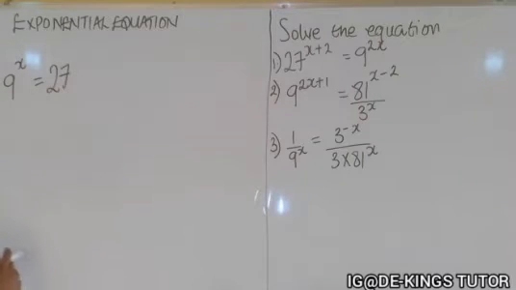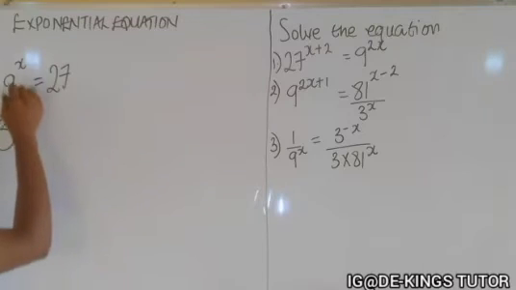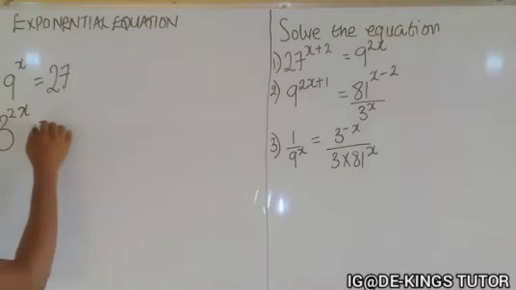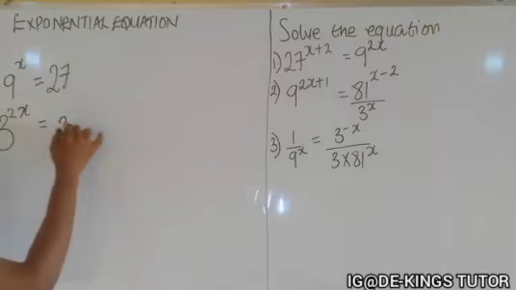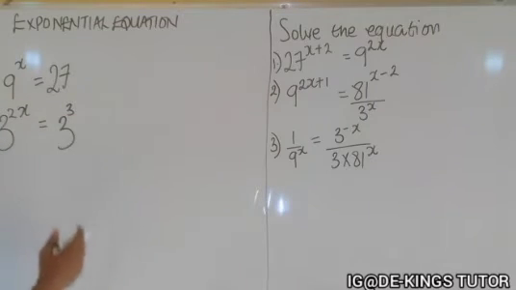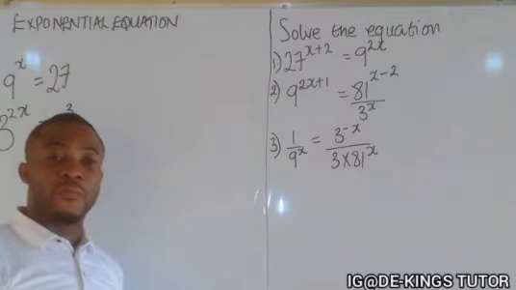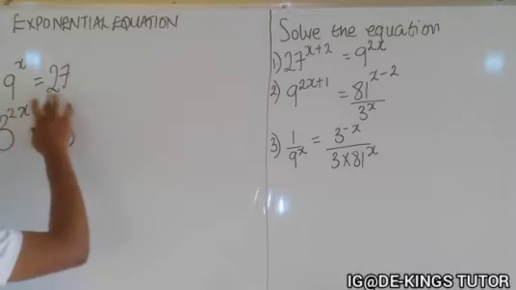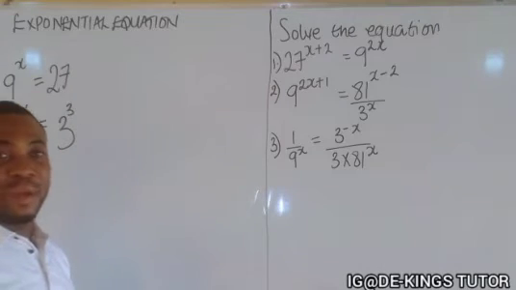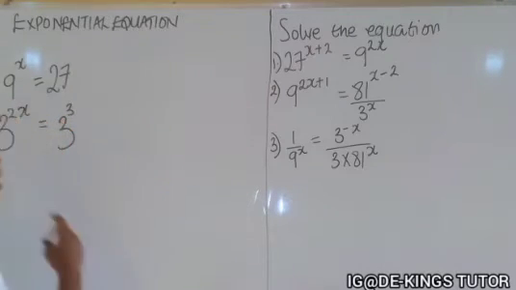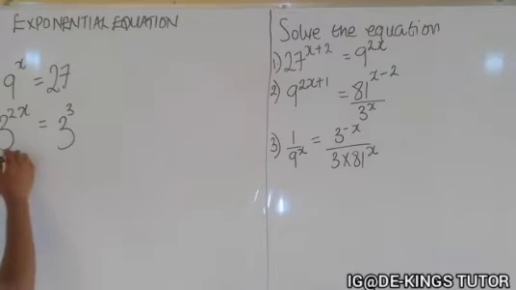So if we do that, we can express 9 as 3 raised to the power 2, because 3 times 3 will give us 9. So 9^x becomes 3^(2x). And 27 can be expressed as 3 raised to the power 3, because 3 times 3 is 9, 9 times 3 is 27. So each time, before you solve for the unknown, you look for a way in which the two bases should be the same. At this point, we can equate the indices. The bases cancel, so we are left with 2x equals 3. So how do we get x?